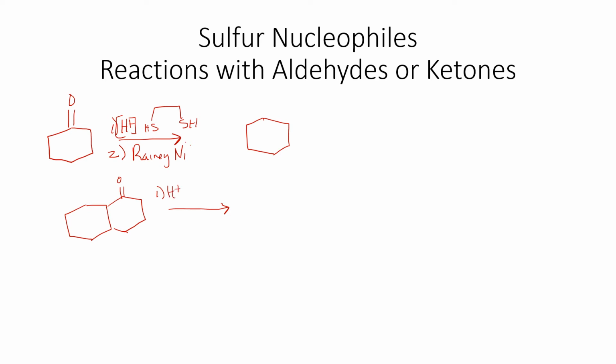Another example. Again, the first reagent, as we see by reacting an aldehyde or a ketone with a thiol, must be under acidic conditions in order for this reaction to occur. And then upon reacting it with Raney nickel, we will get the resulting alkane.